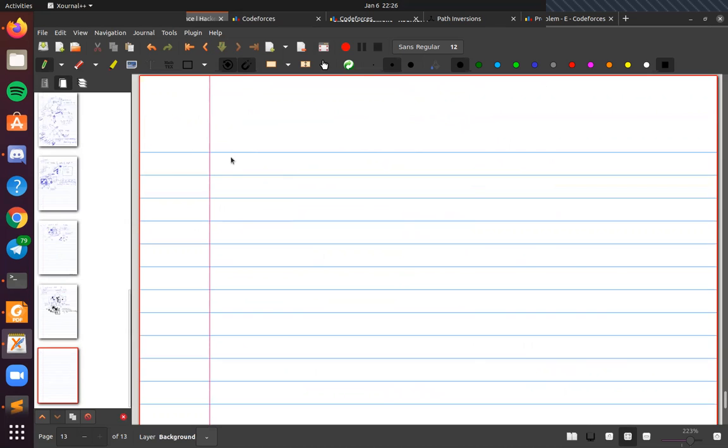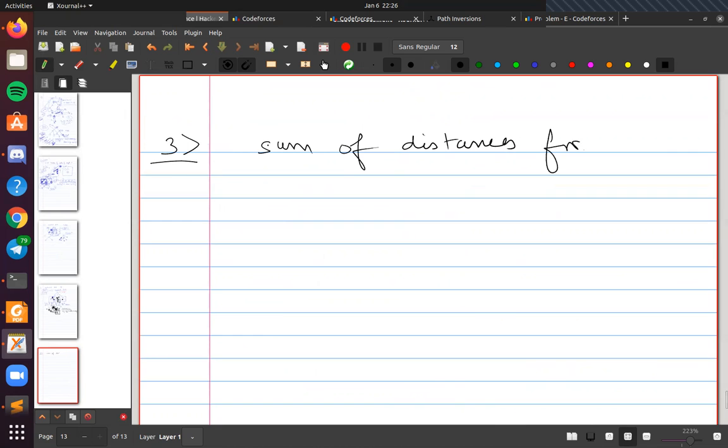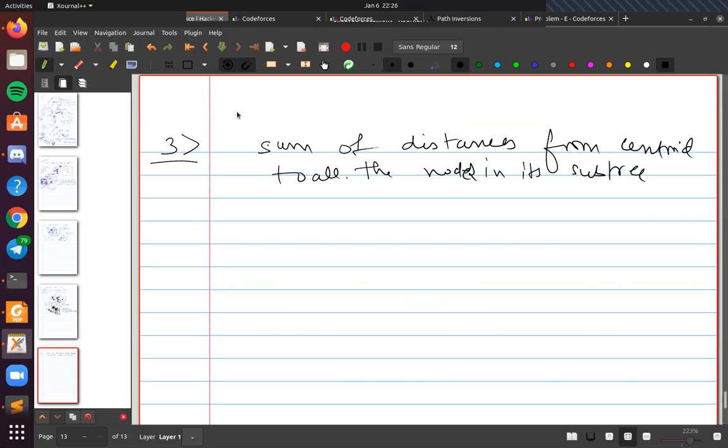So I will repeat the solution. The solution is to maintain three things. First one is the sum of distances from the centroid to all the nodes in its subtree. For each centroid we have to store these three things.